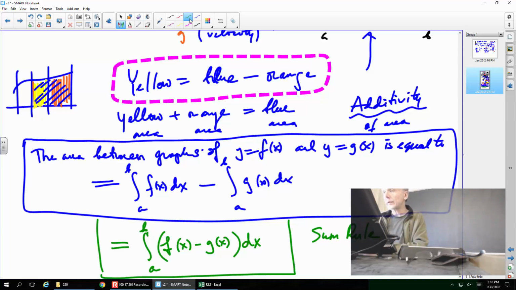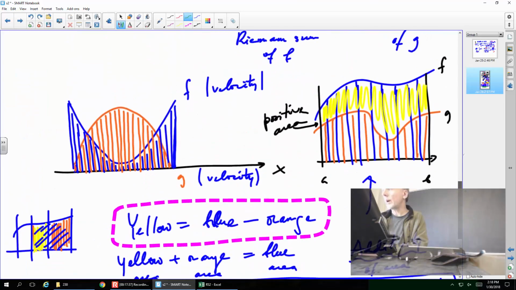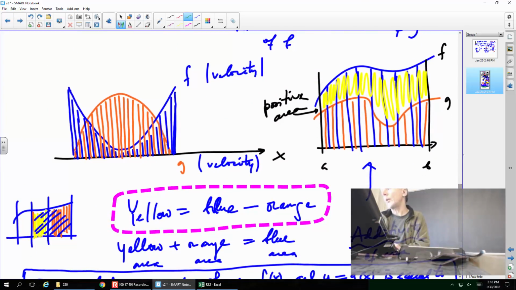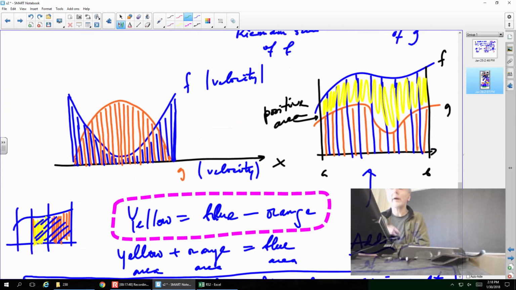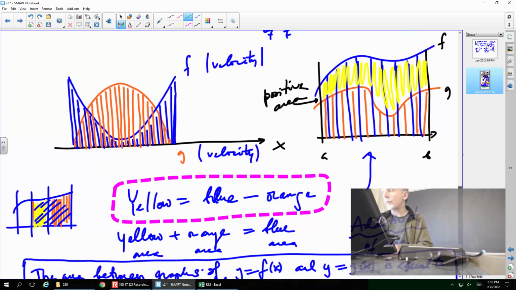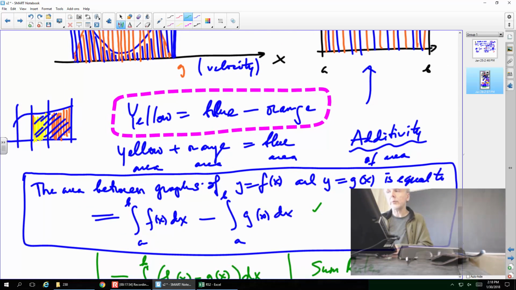So think about this picture. We know that this integral over here is the area between the two graphs. It's the yellow area. Initially we understood it as the difference of the other two areas, blue minus orange.